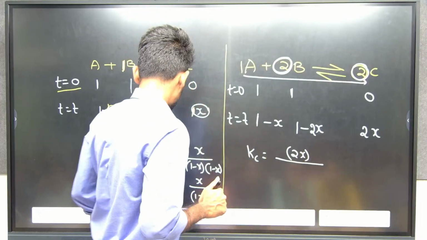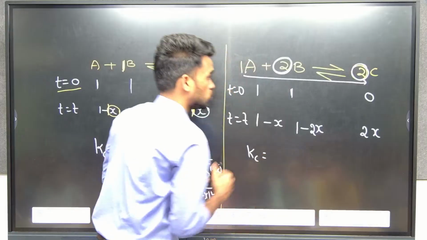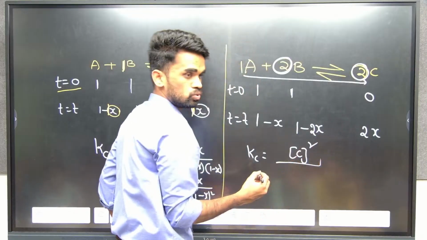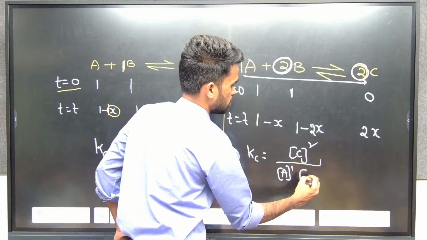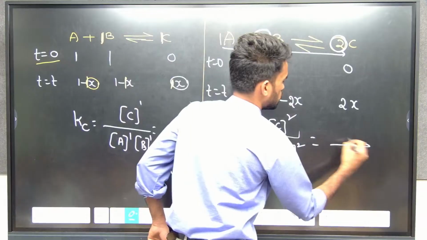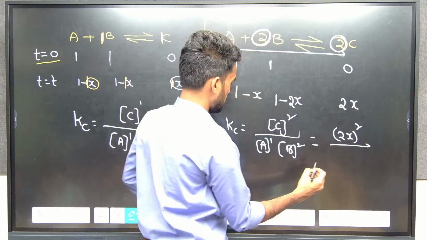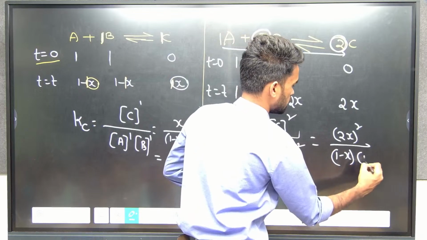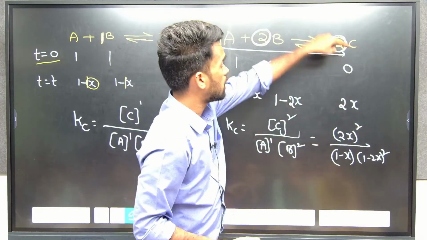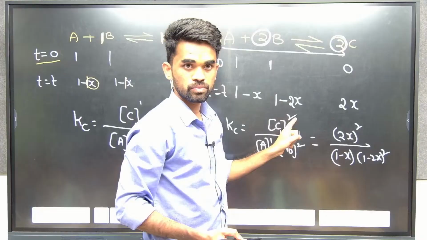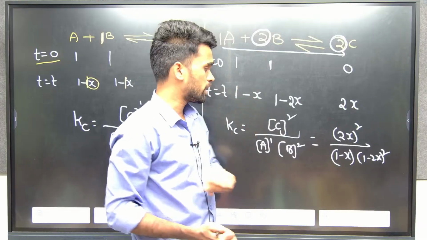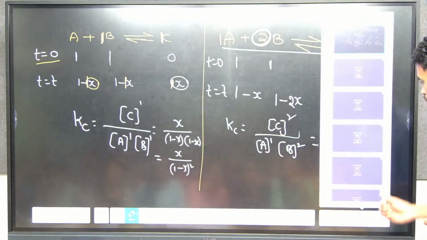First, when you are writing at the beginning, try to do it for this equation. C, what is the stoichiometric coefficient? 2. And here A power 1, B power 2. So now substitute these values: 2x square whole square in the 1 minus x, 1 minus 2x. So now you got a different answer. You should not ignore this 2 as a power. Write the equation, then substitute it, so that you won't get any confusion. Now we will do one question on this so that you will feel more clear.